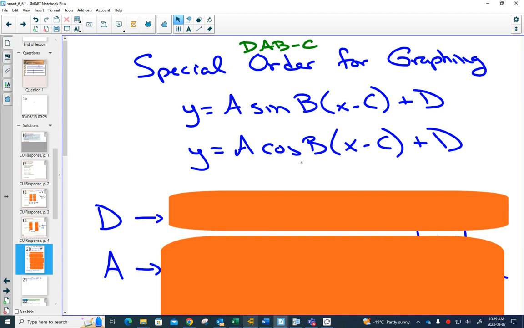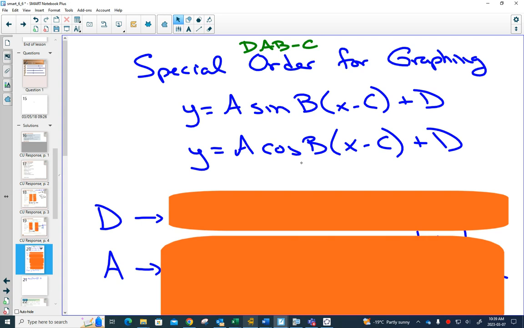So our shortcut is going to use these characteristics and these patterns that we've noticed when we looked at the A, the B, the C, and the D values separately. Now we're going to combine them all together and put together a graphing strategy for graphing sine graphs and cos graphs. And this graphing strategy I call DAB-C because that's the order that we're going to do things in.